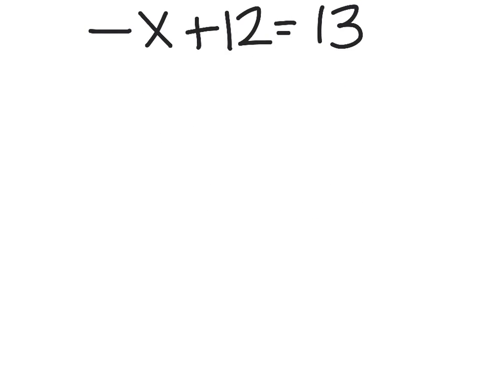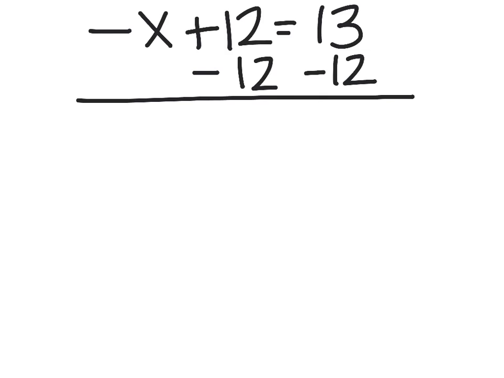Another way you might encounter negatives is like this. Negative x plus 12 equals 13. Well, let's go through this together. Plus 12, opposite, minus 12, minus 12. Negative x plus 0 equals 1. So I don't need the plus 0. Let's get rid of it. Now I have negative x equals 1.